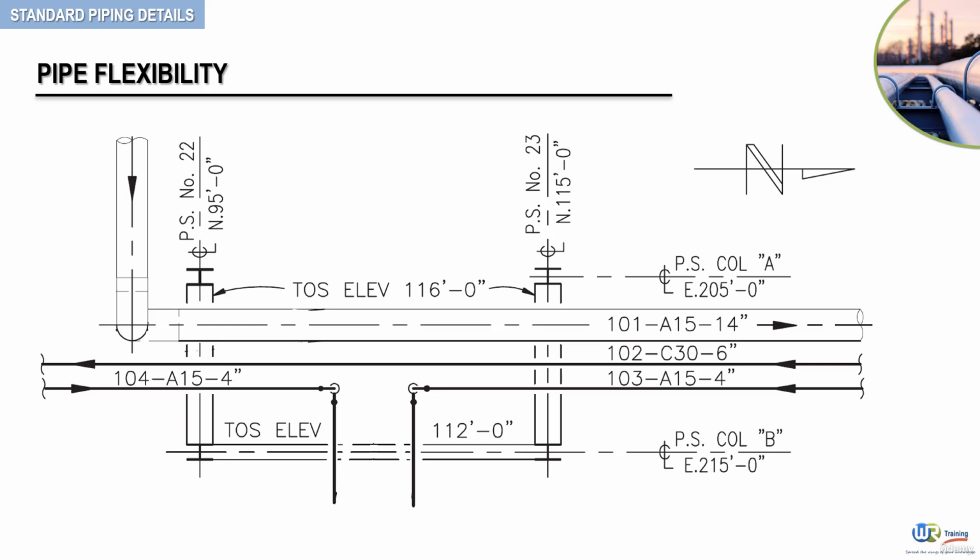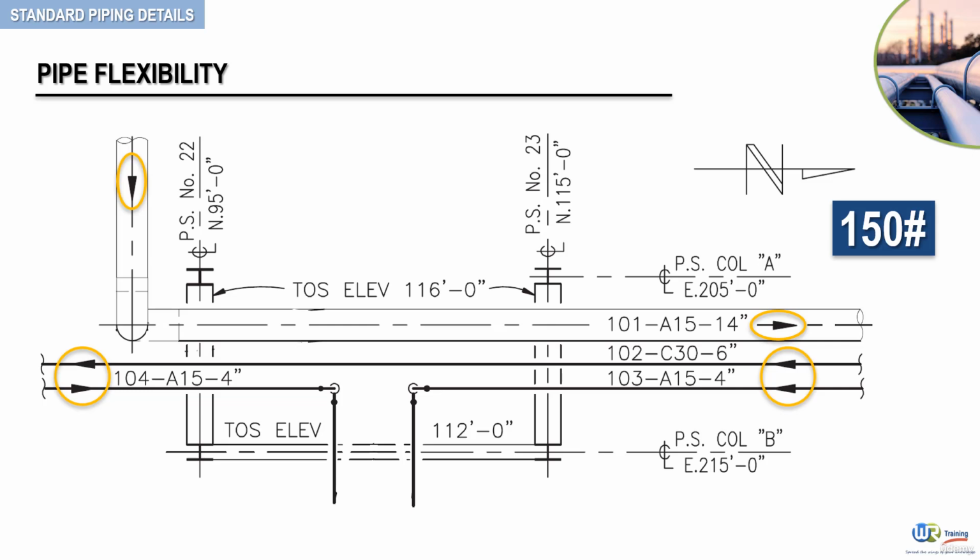Here we have 4 150-pound rating pipes. Pipe 101 is drawn double line as its nominal pipe size is above 12 inch. Pipes 102, 103, and 104 are drawn single line since their nominal pipe sizes are below 12 inch. The arrows that you can see here indicate the direction of flow.